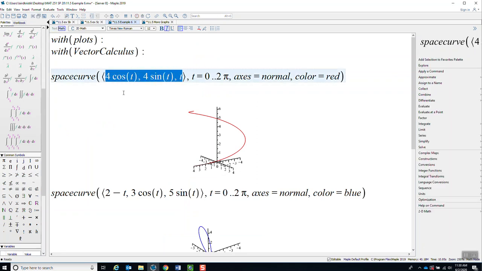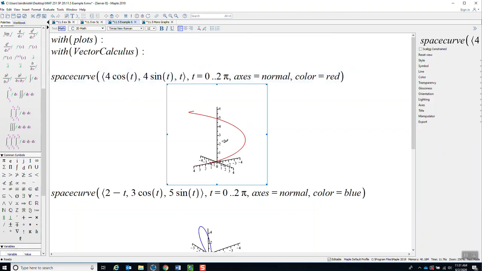4 cosine t, 4 sine t, t. Graphing it as a space curve. I didn't bother to name it this time because I'm not going to do anything more with it. And for right now, I've only got my t values going from 0 to 2 pi. Set my axes to normal and my color to red.